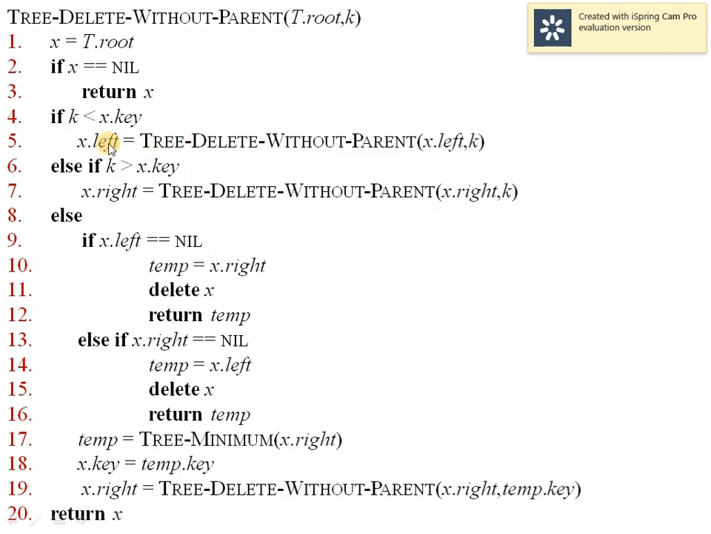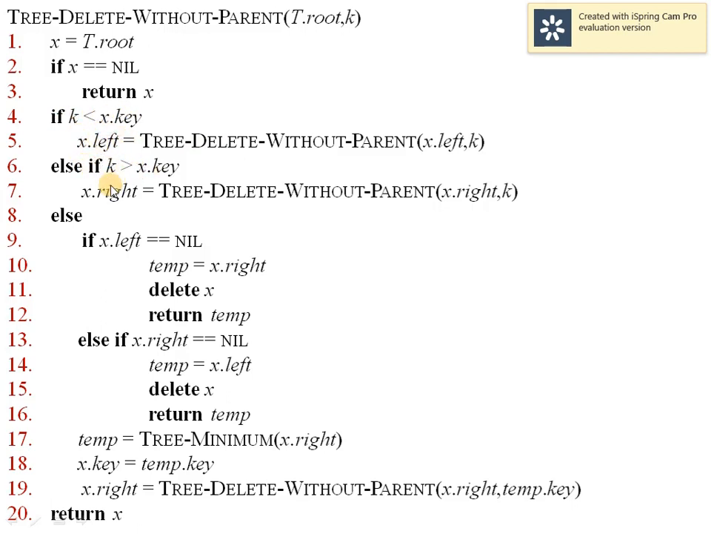It may be the case that x dot left, that means the node which is the left child of x, has a value equal to k. So we are actually trying to delete the left pointer of x itself. Therefore, if we are deleting that node, we are also updating the left pointer of x. So we call this procedure again for x dot left comma k, and whatever this procedure returns will be used to update the x dot left pointer.